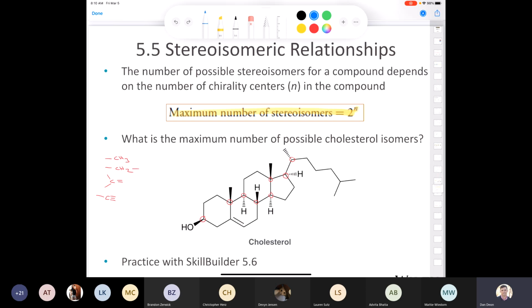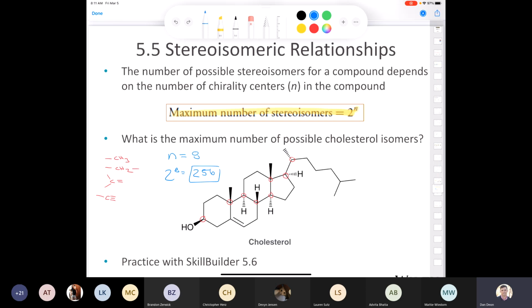So the total number of stereocenters in this compound is 8, right? 1, 2, 3, 4, 5, 6, 7, 8. So we have n equal to 8. So the total maximum number of stereoisomers would be 2 to the power of 8, which is 256. So that means there's 256 total possible stereoisomers of cholesterol. One of them would be an enantiomer. So out of the 256, only one of them would be the enantiomer of this compound. If you want to draw it, all you'd have to do is flip the dashes to wedges and the wedges to dashes. You're done. And every other stereoisomer would be a diastereomer.